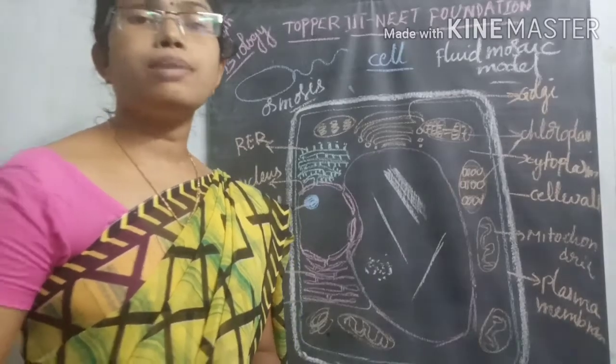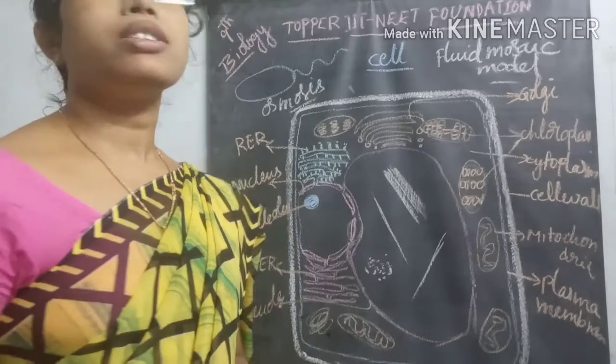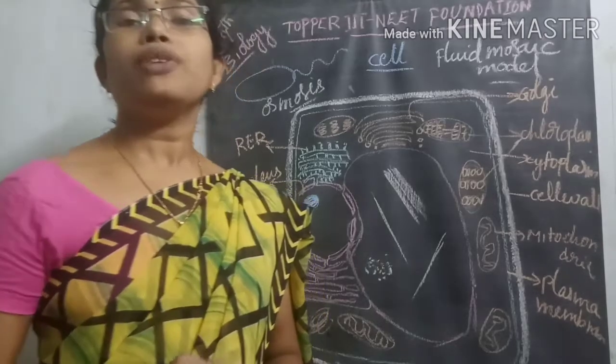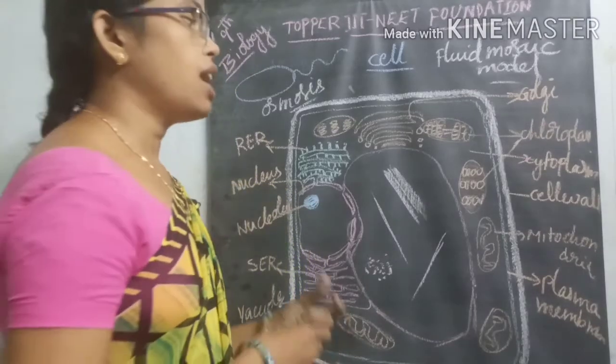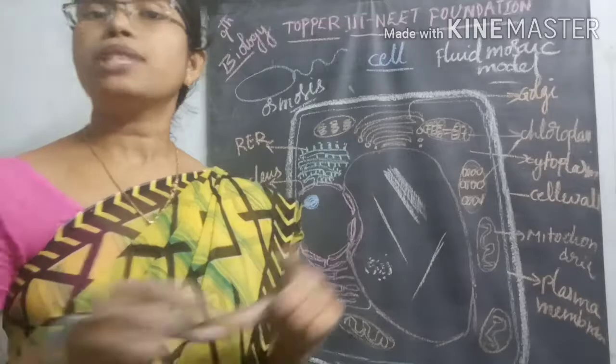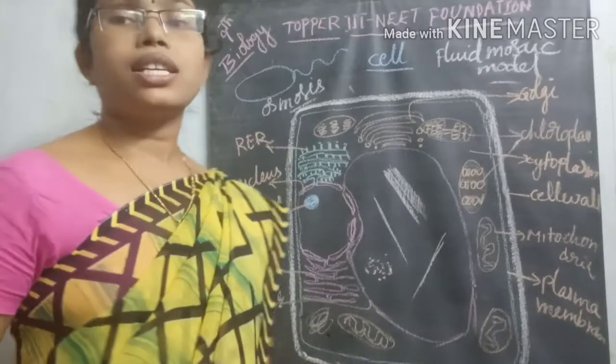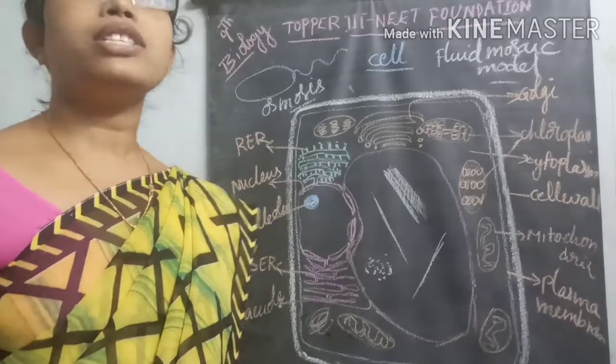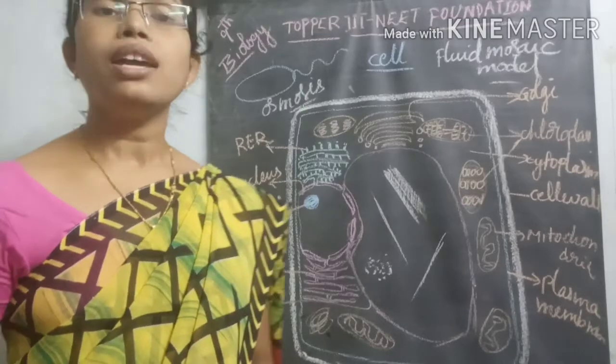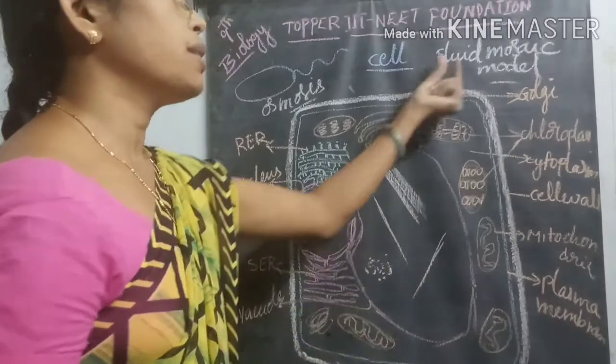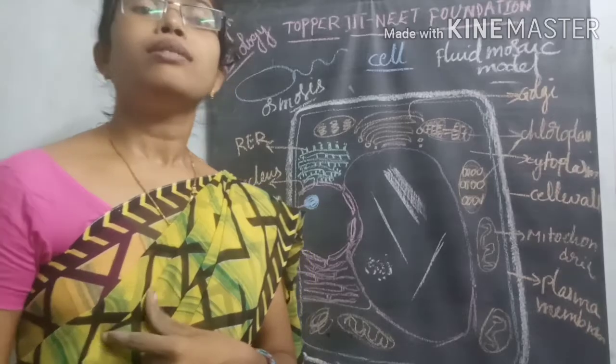It contains approximately 75% phospholipids and 25% proteins. These are all combined and form the plasma membrane structure. The model was proposed by Singer and Nicholson. What is that model? Fluid mosaic model.